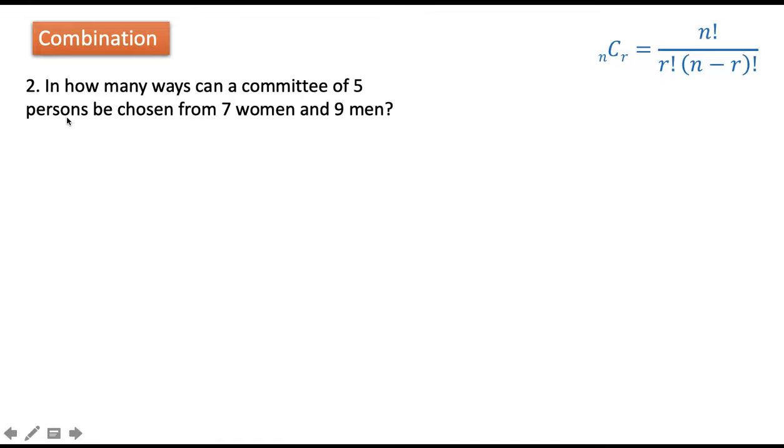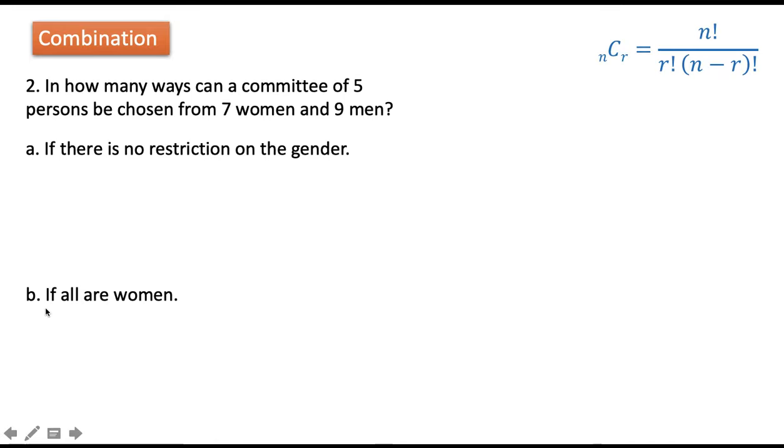In our given number 2, in how many ways can a committee of 5 persons be chosen from 7 women and 9 men? In here, we have 3 situations. If there is no restriction on gender, it means this 7 women and 9 men, we're going to use them also. It means there are 16 persons. But what if there's a restriction wherein only all women will form a committee of 5 persons? And what if there's a distinct number of women, let's say 3 women and 2 men, to form a committee of 5? So how do we solve that using combination? So let's start with letter A.